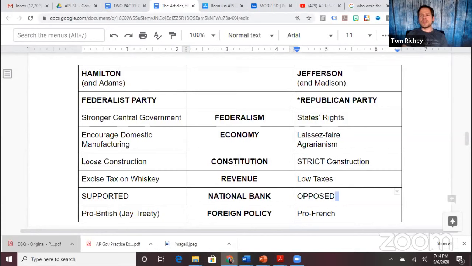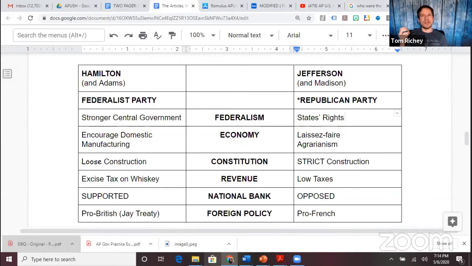Jefferson wrote to Madison after the first time he saw the Constitution, "I am not a friend of a very energetic government. It is always oppressive." So when you look at Jefferson, he doesn't want the government to turn into a tyranny.